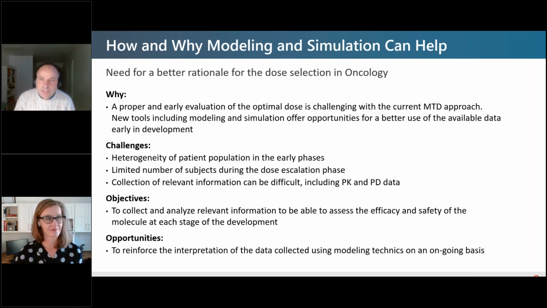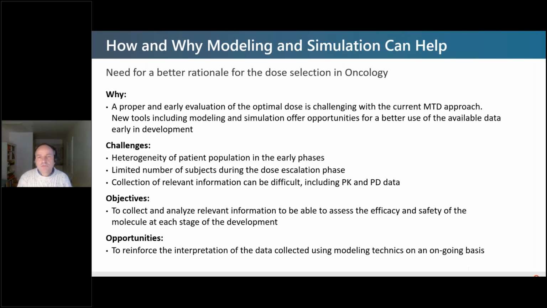Okay, thank you so much, Julie, for this nice presentation on the biomarkers and how they can be used for dose selection in oncology during the drug development process. Together with Italo and Kemi, we will drive you now through a few examples to show you how modeling and simulation can eventually help through different programs.